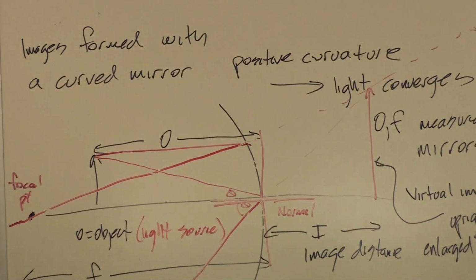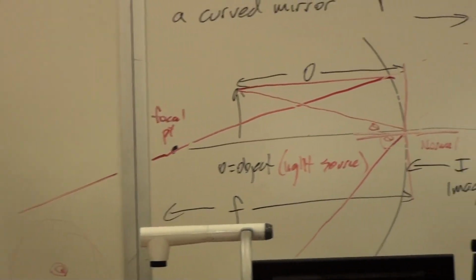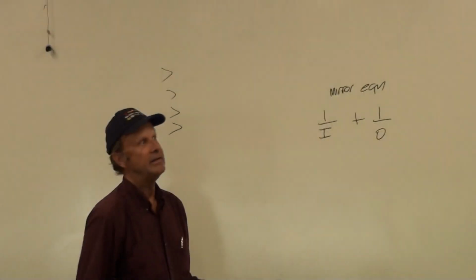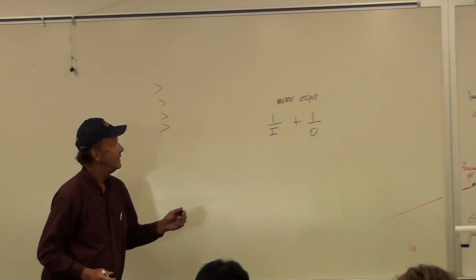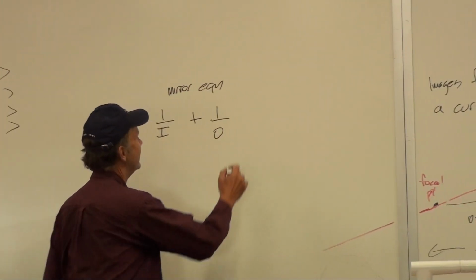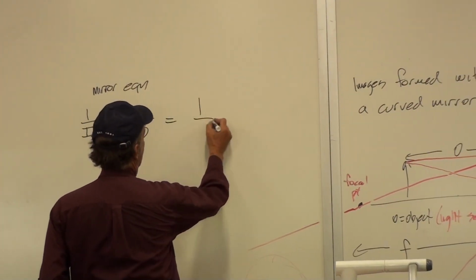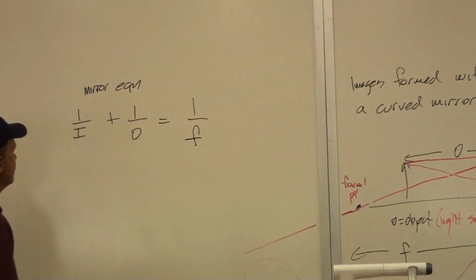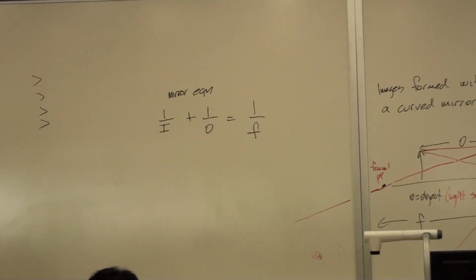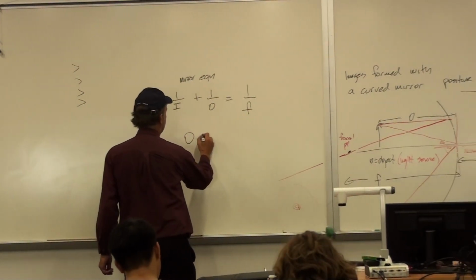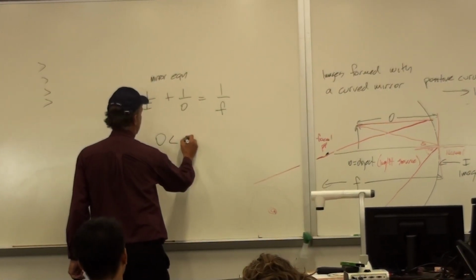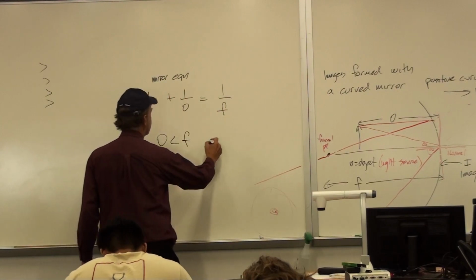Plus 1 over O, where O is the object distance. And don't worry about this being a 0. If I need to do 0 in this section, I'll write 0 out. So unless you see 0 right now, you know it's object distance. 1 over focal, like that. And so in this situation, what we can say is that O is less than F. So we're inside the focal length.